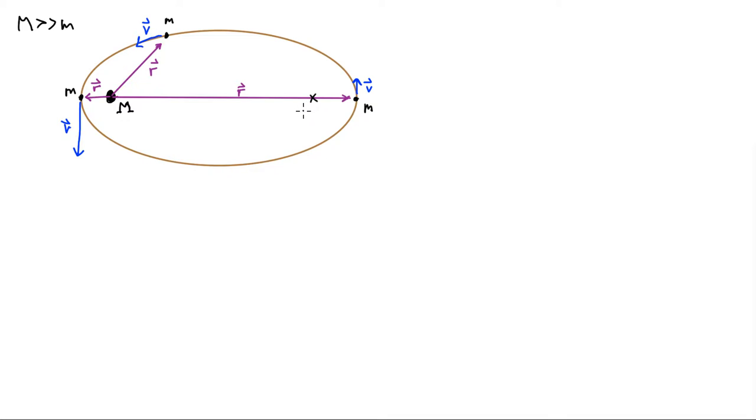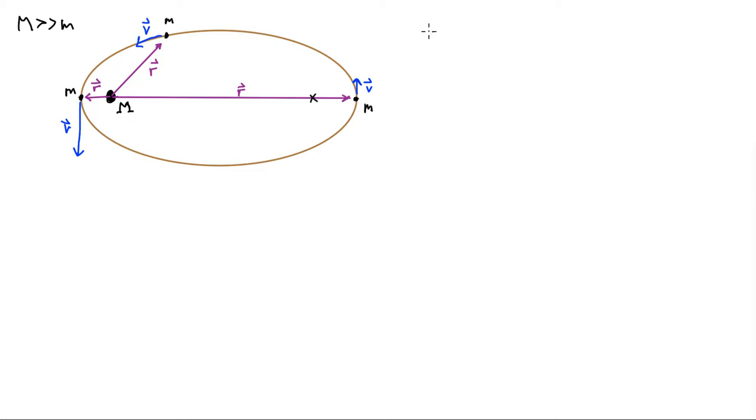What this means now is that the speed of this guy is going to vary as it goes around the ellipse, because sometimes it's coming towards the primary, sometimes, like down here, it'll be going away, and sometimes it'll be speeding up, sometimes slowing down, etc.